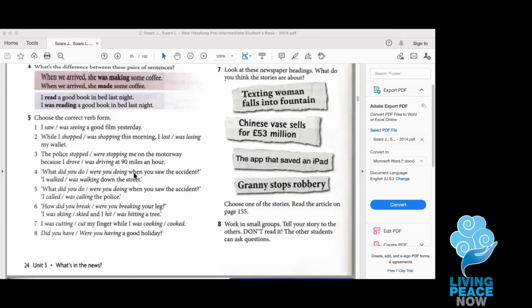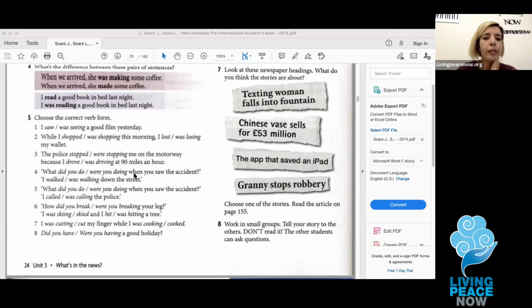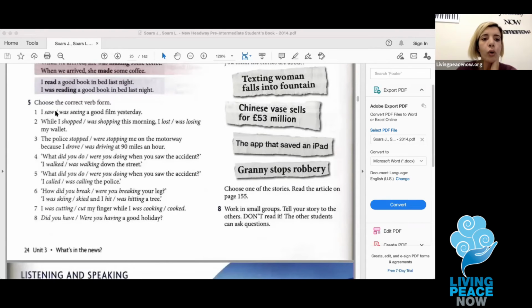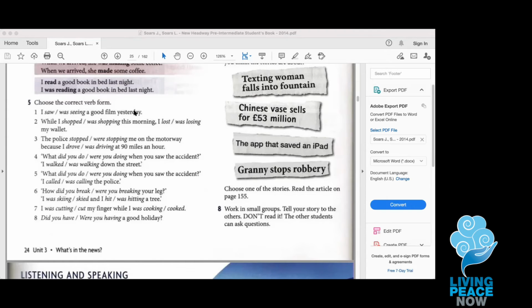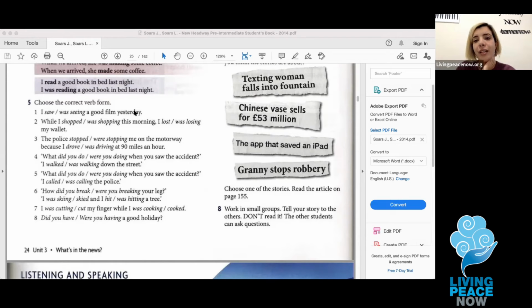What we can do here, choose the correct verb form. I saw or I was seeing a good film yesterday. What do you think? Do we say I saw or I was seeing a good film yesterday? I saw. If the film has finished, then we will use I saw a good film yesterday. Yesterday is already a time marker for past simple.